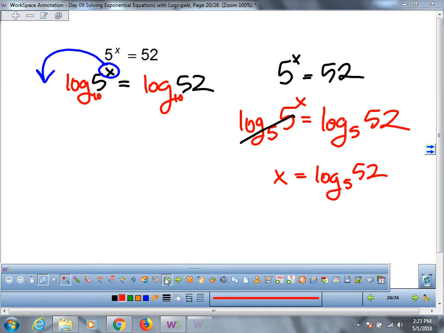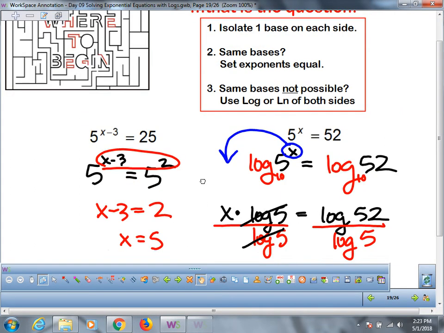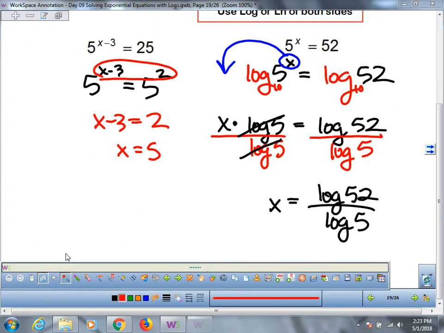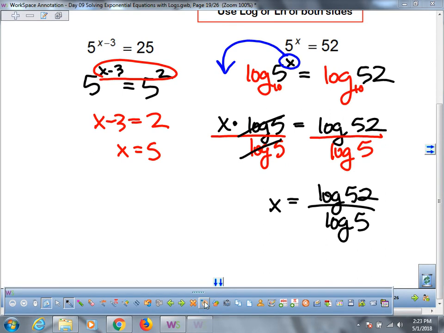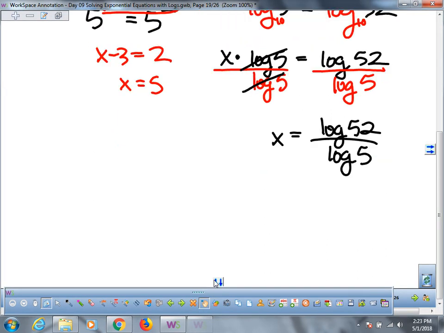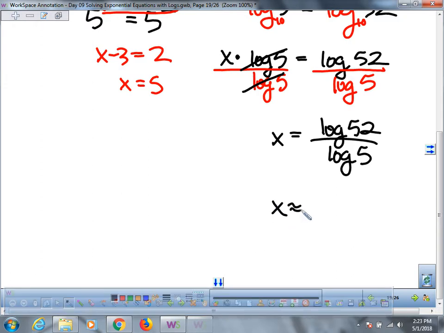Okay, so I want to make sure. What did you guys get? Let me put it in my calculator. When we use logarithms, we usually go to 3 decimal places because they're so precise. We're trying to find very, very small numbers. So x is about 2.455. That is what you should have gotten.